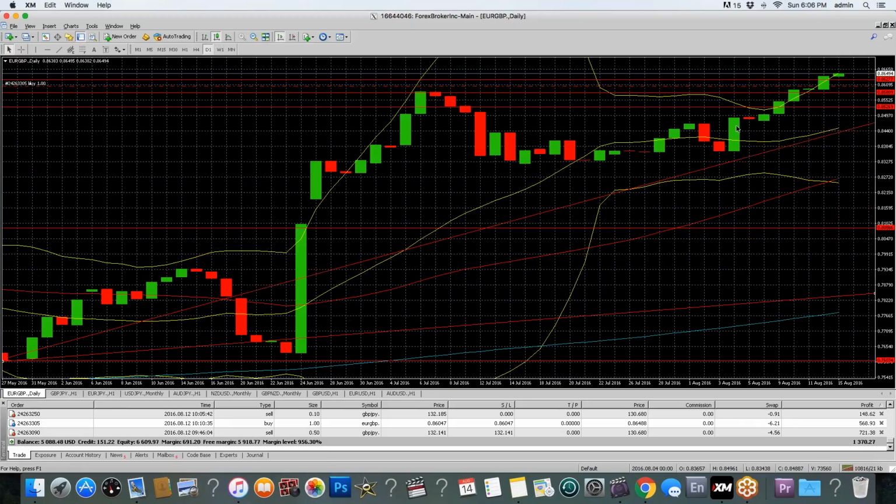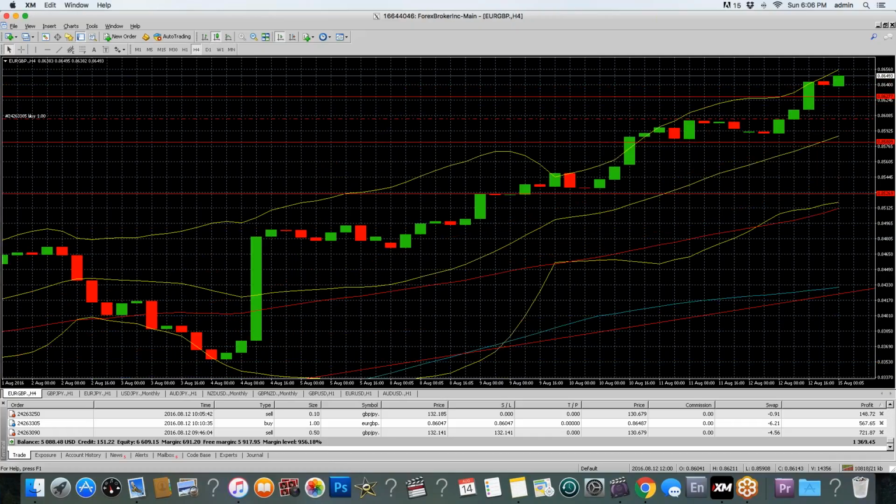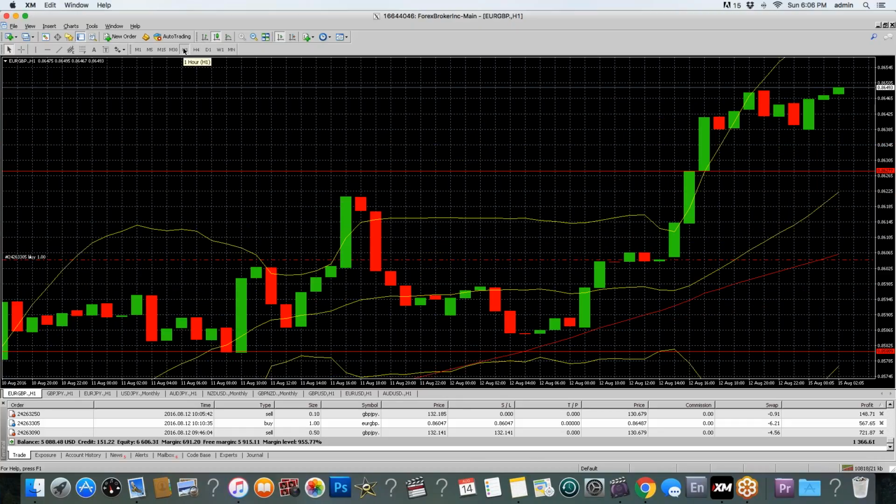So then I go on the daily and I see 5 green candlesticks in a row. It has to keep going up. Well, why would it go down here? It looks like it's just going to continue an uptrend. 4 hour, 4 hours is just continuing an uptrend. 1 hour. So what I did on the 1 hour was this.